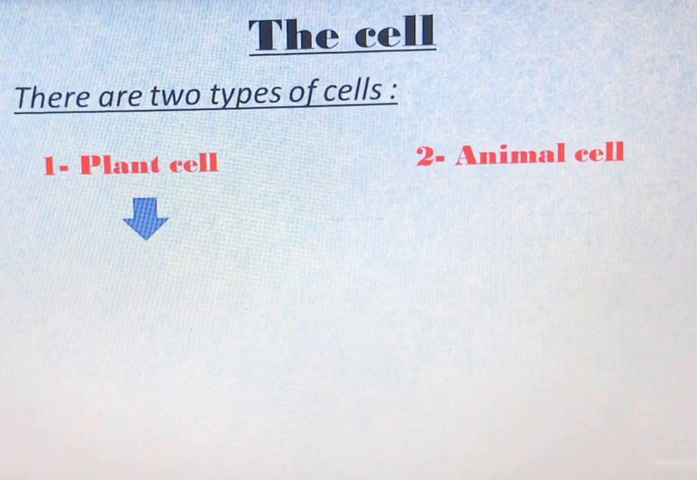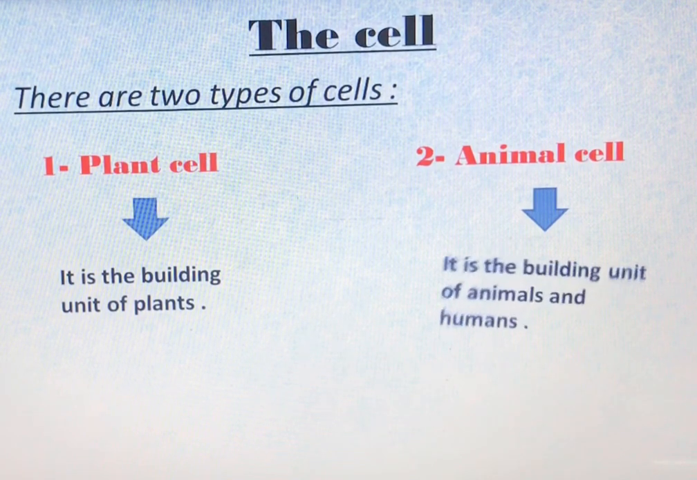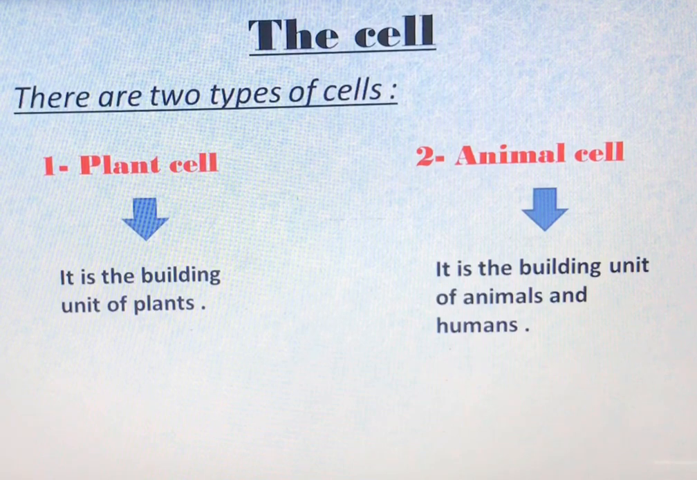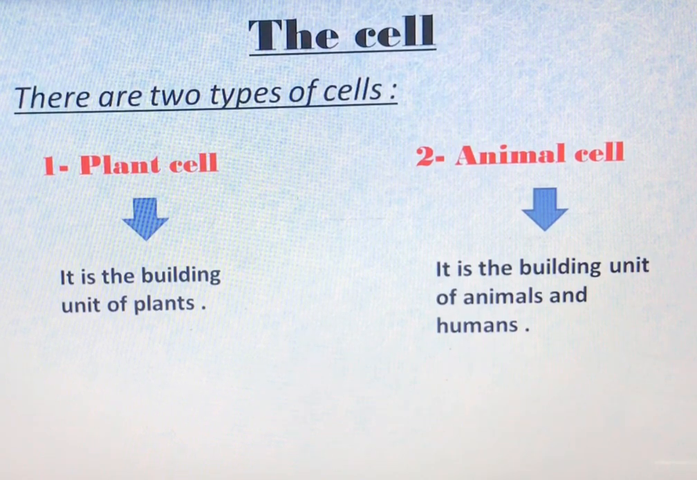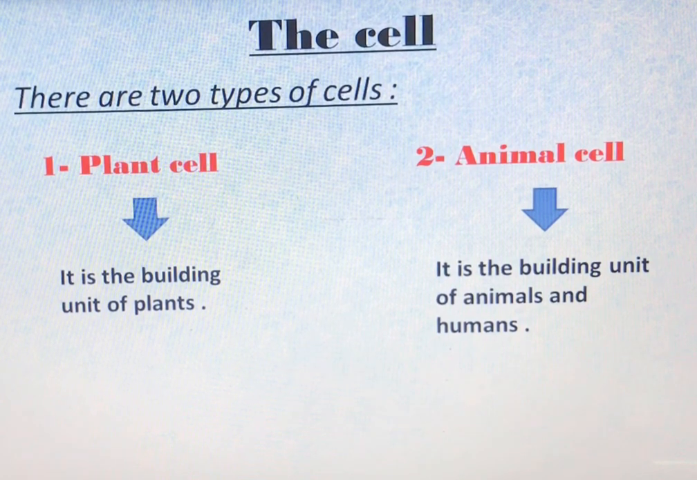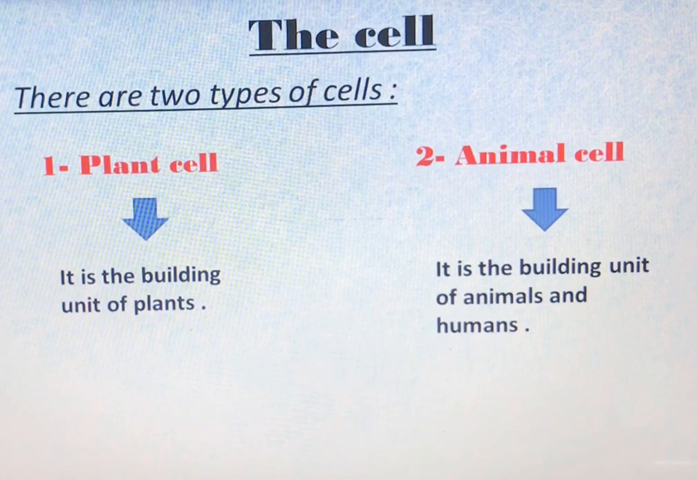Plant cell is the building unit of plants. An animal cell is the building unit of animals and humans. Again, plant cell is the building unit of plants only, but animal cell is the building unit of animals and humans. So we and animals have exactly the same type of cell?